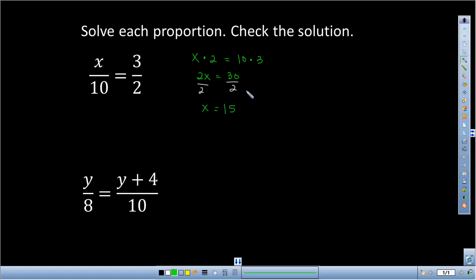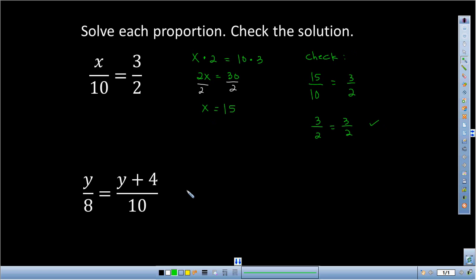Okay, so now let's go ahead and do a quick check. Now that we know the value of x, we can substitute the 15 into the x, where the x is. So we have 15 divided by 10 is equal to 3 divided by 2. If we simplify or reduce 15 tenths, we get 3 halves, which is equal to 3 halves. So 15 checks, and so x is equal to 15.